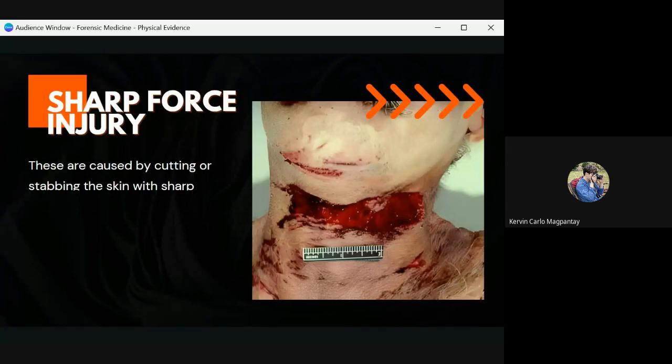For our next type of mechanical force is the sharp force injury. These are caused by cutting or stabbing the skin with sharp instruments or weapons, such as knives, swords, pins, broken glass bottles, razor blade, and tools like screwdriver. And there are three types of sharp force injuries explained as under. Literally, dahil sharp objects, kaya nagkakaroon ng sugat under the sharp force injury.